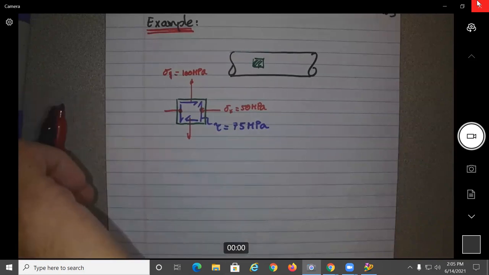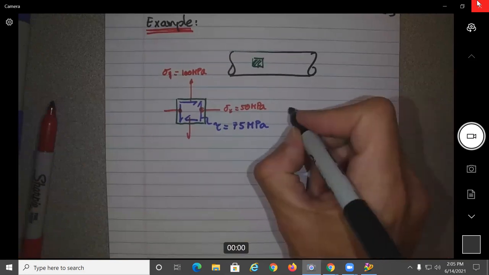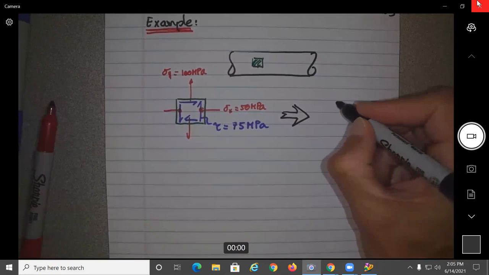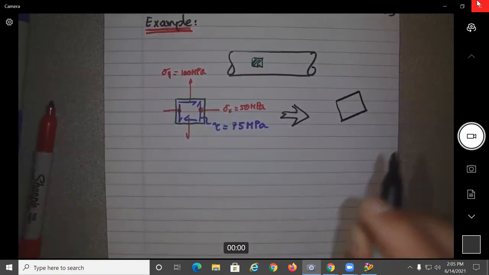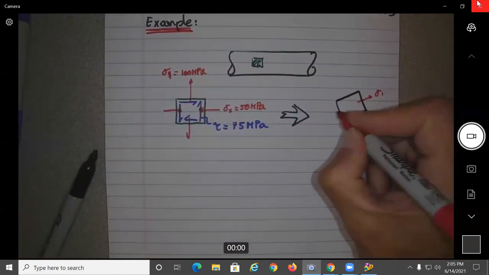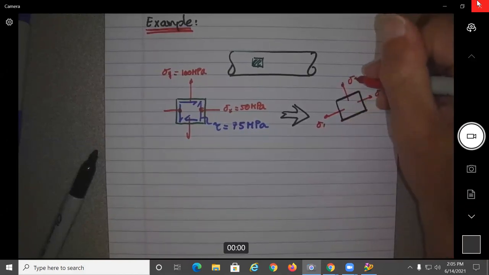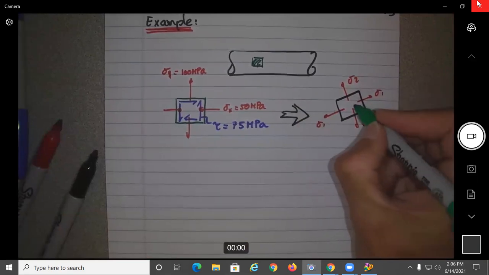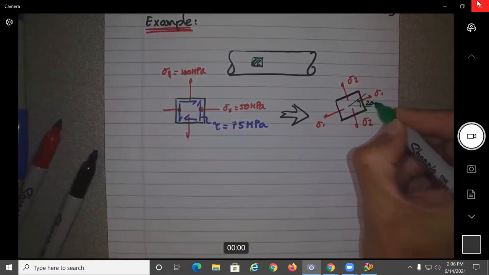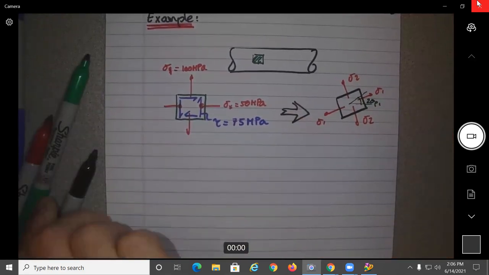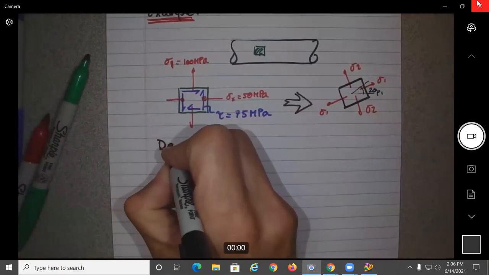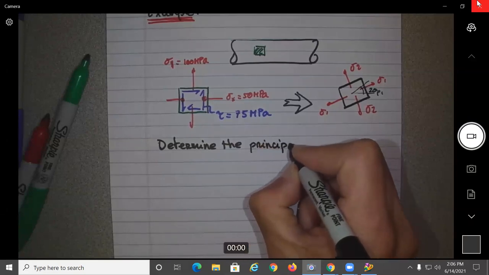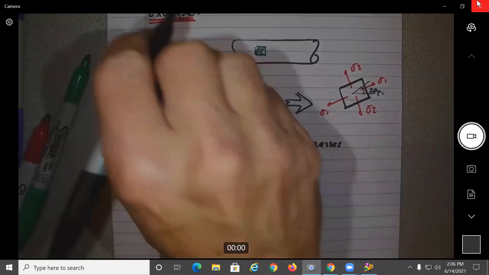So again, these stresses can be, you see, all combined all over the place. So our goal is to do what? Our goal is going to be to find, for the same element, sigma one and sigma two, okay? And this obviously will be rotated a certain angle. So the question here is to determine the principal stresses.